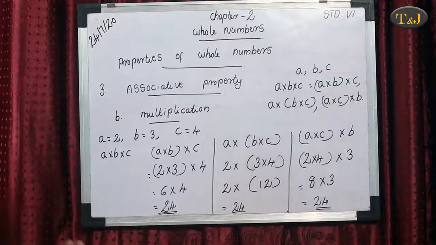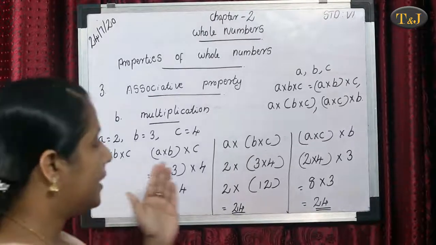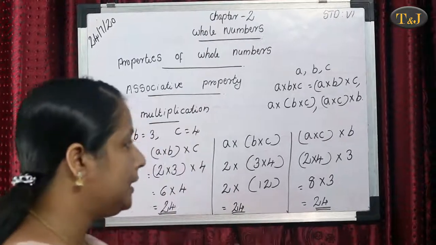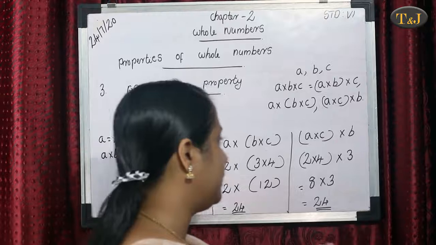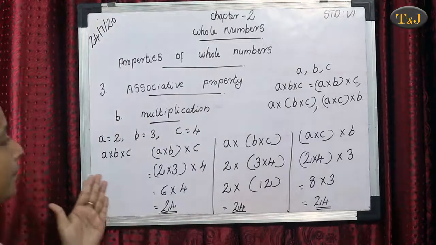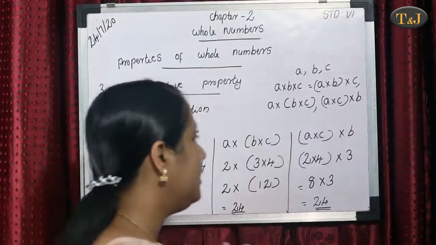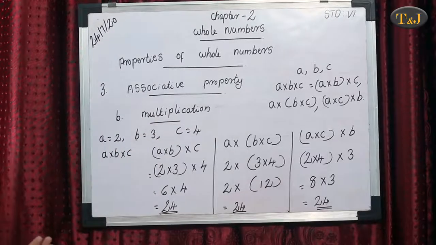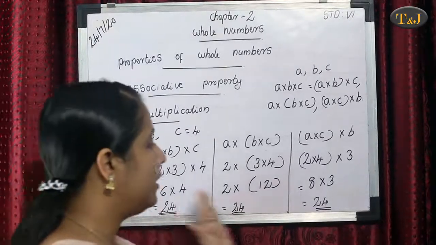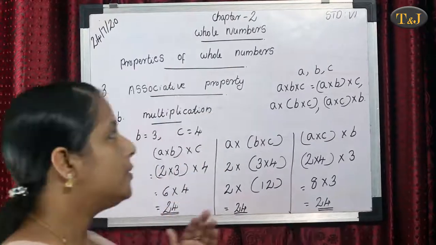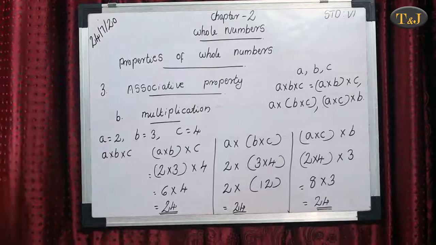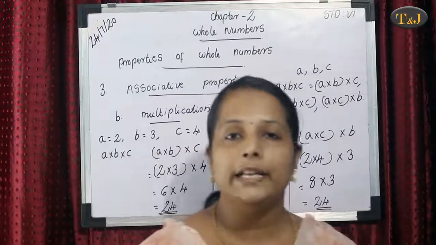First we do a cross b together. Second we do b cross c together. Third we do a cross c together. Then in the first problem we take c as a single, here a as a single and here b as a single, and just substitute the values of a, b, c. Then all these answers are the same. So we understood that the associative property is also satisfied under multiplication.